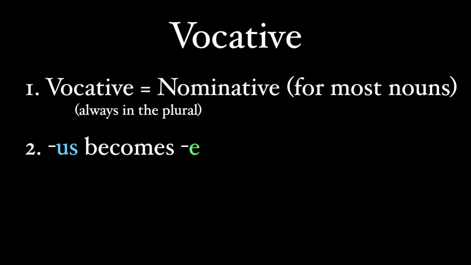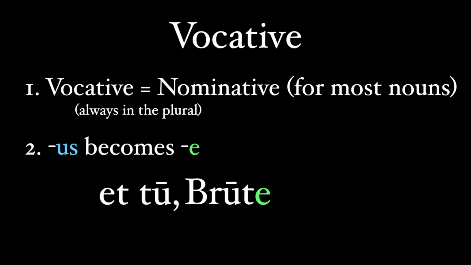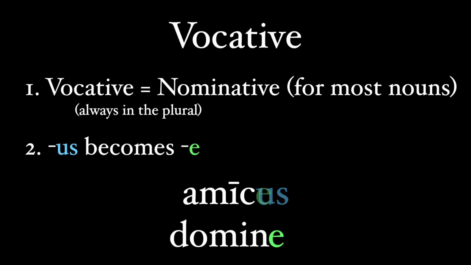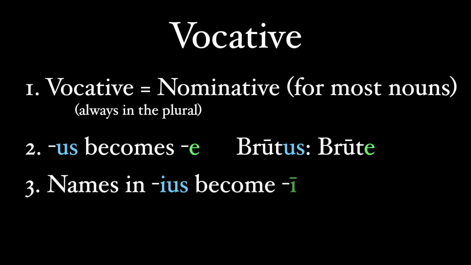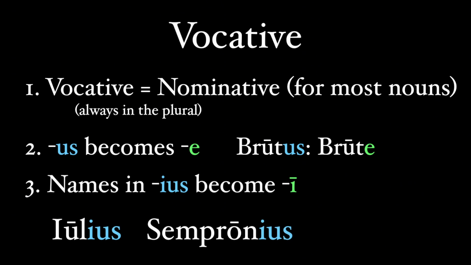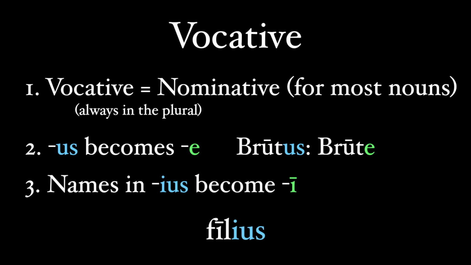And so number 2, the vocative of singular nouns ending in us in the second declension is a short e. So the vocative of Brutus is brute, like et tu, brute. Of dominus is domine, and of amicus it's amice. But rule number 3, if it's a proper name that ends in ius, like Julius, Sempronius, or Vergilius, the vocative is instead a long i. So Iuli, Semproni, Vergili. And this rule works for filius too, whose vocative is fili.